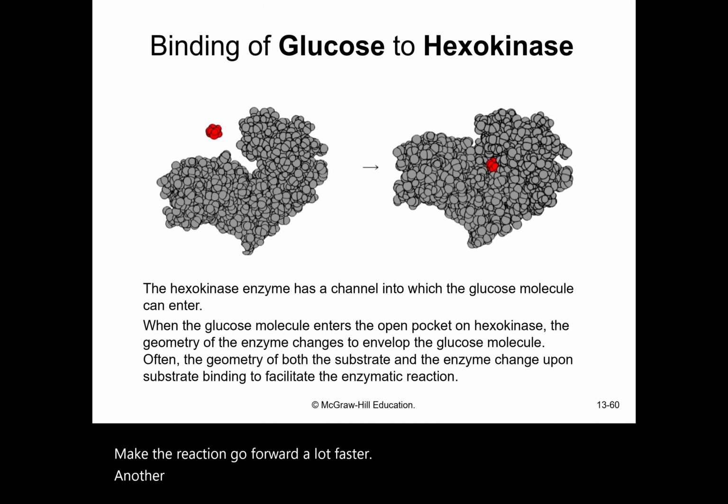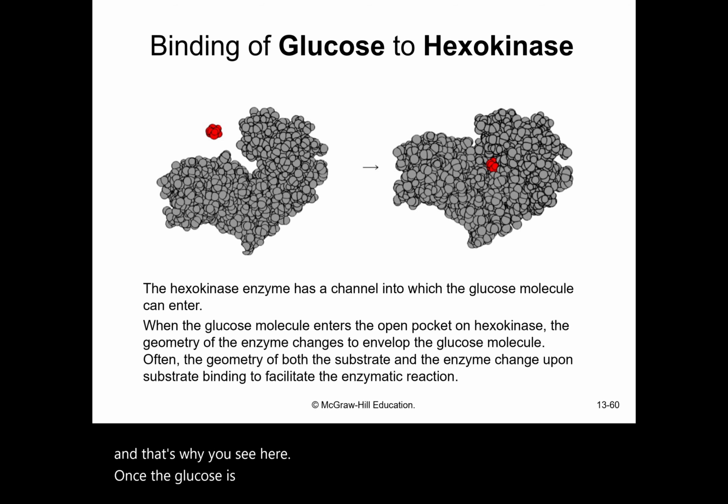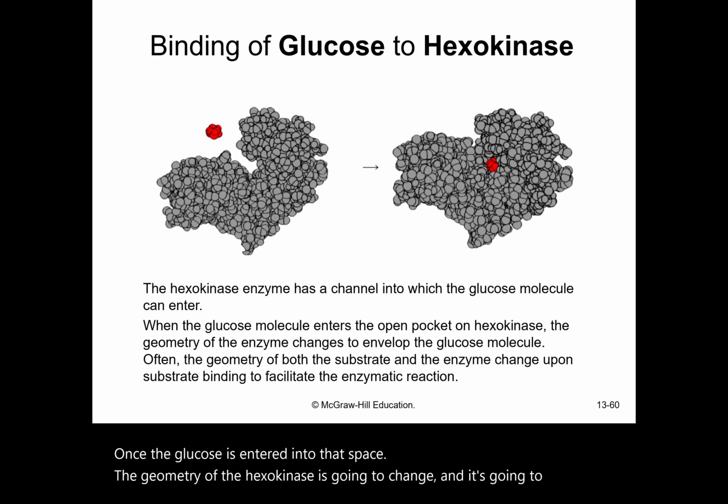Another example here is the binding of glucose to hexokinase. So this little glucose is going to bind into this channel, right? So the glucose is going to enter through this channel, try to get into this space, and that's what you see here. Once the glucose has entered that space, the geometry of the hexokinase is going to change, and it's going to close that open channel.